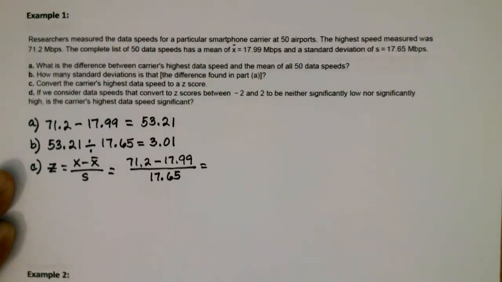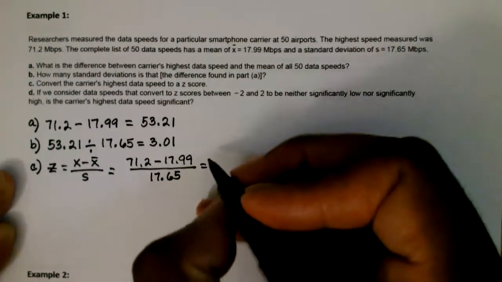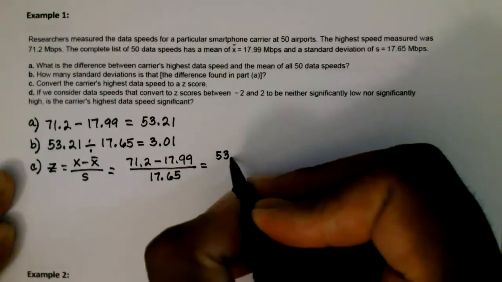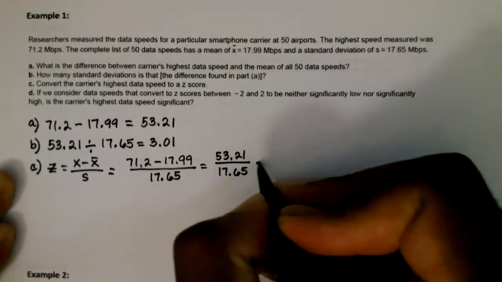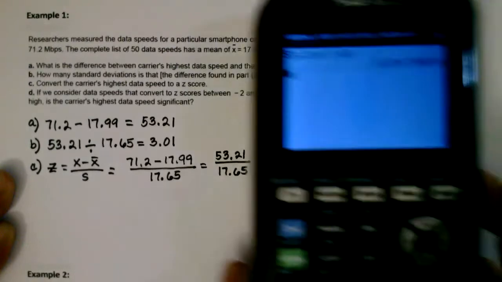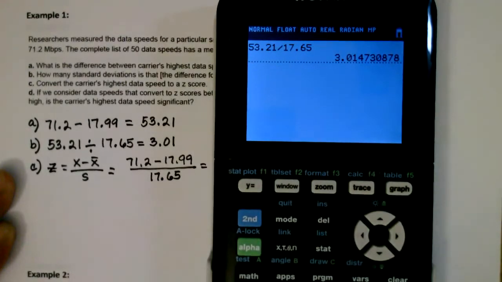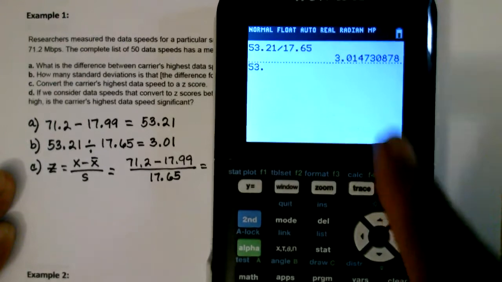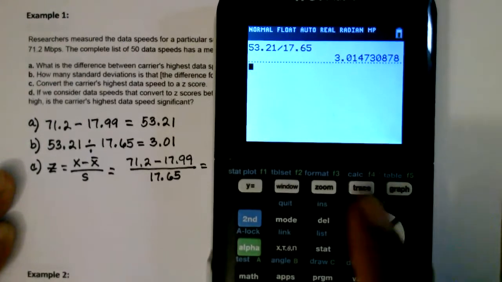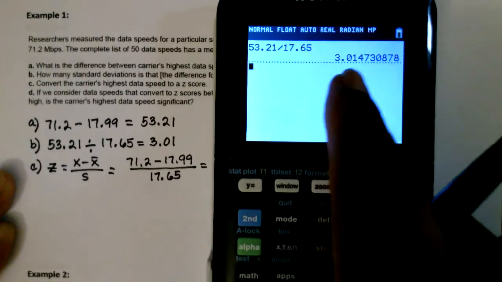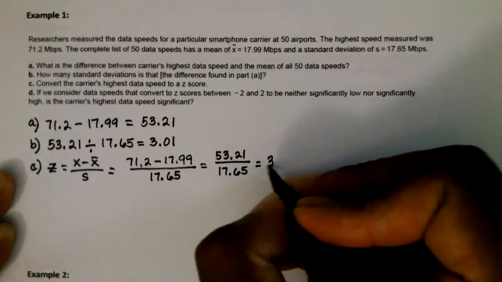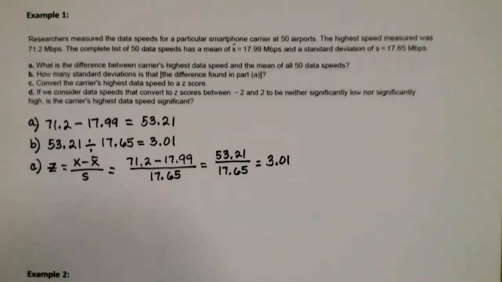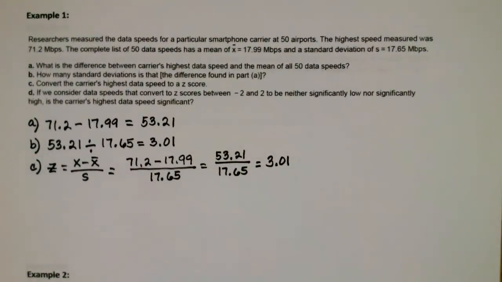So 71.2 minus 17.99, we found that out in part A, which is 53.21. And that's divided by 17.65. You'll see it's going to end up being 3.01. So that's actually your z-score for 71.2 megabytes per second.